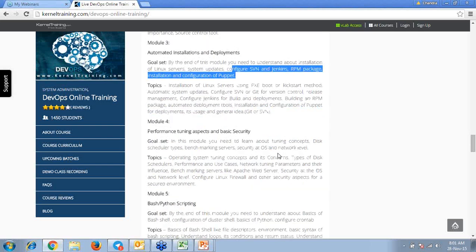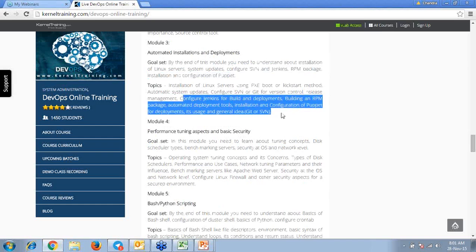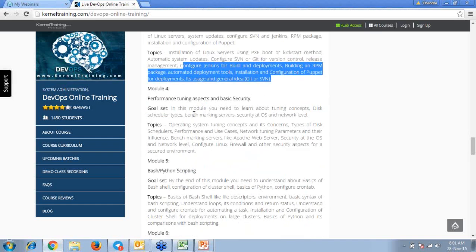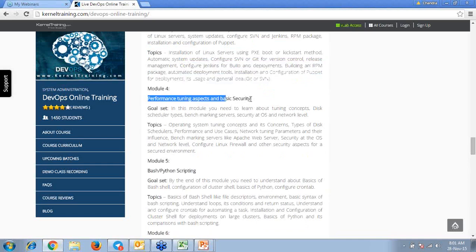So you are having a basic knowledge of SVN, the source version one, and Git, and you are having Jenkins, performance tuning as well, basic security, basic Python scripting. So if you have basic knowledge, see, in-depth knowledge is something else.